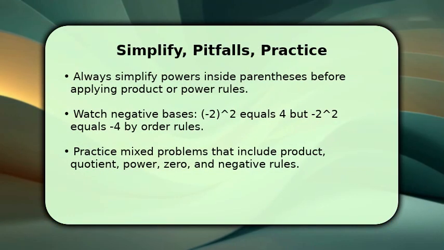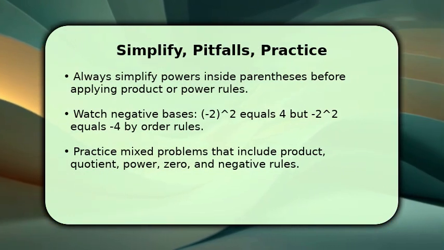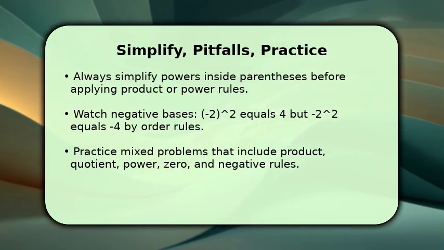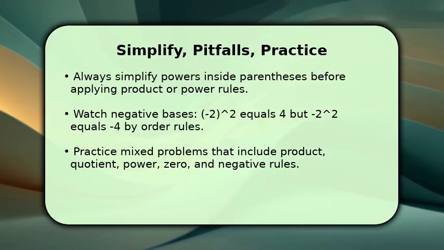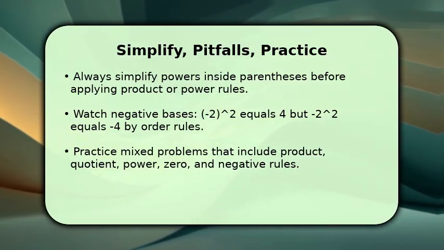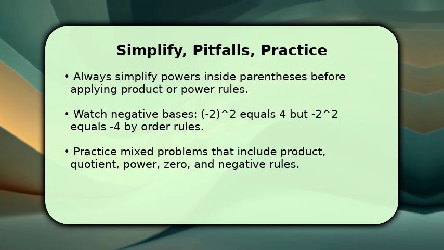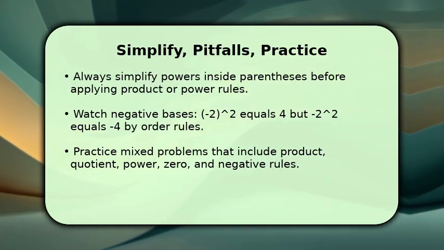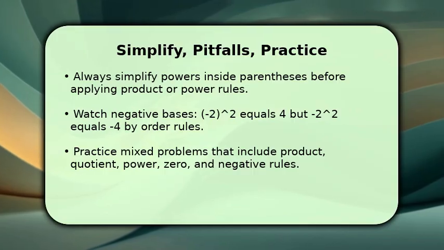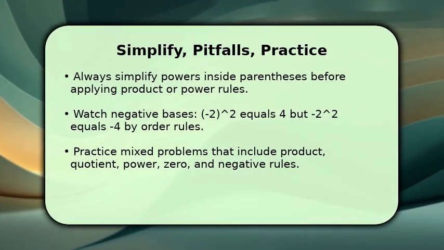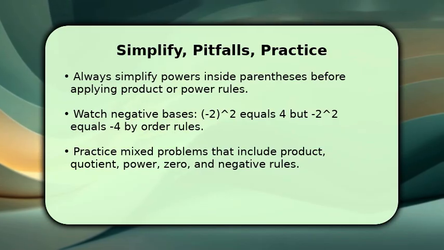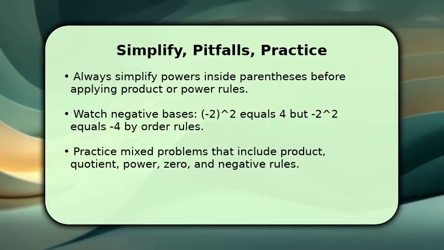Finally, learn simplification strategies and common exponent pitfalls to avoid mistakes. Always simplify powers inside parentheses before applying product or power rules. Watch negative bases. (-2)^2 equals 4, but -2^2 equals -4 by order rules. Keep exponents as integers or rationals. Avoid decimal exponents when possible.